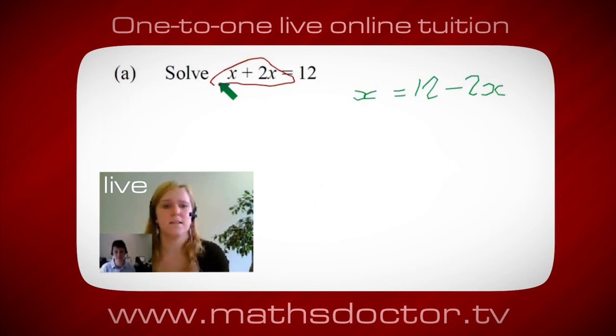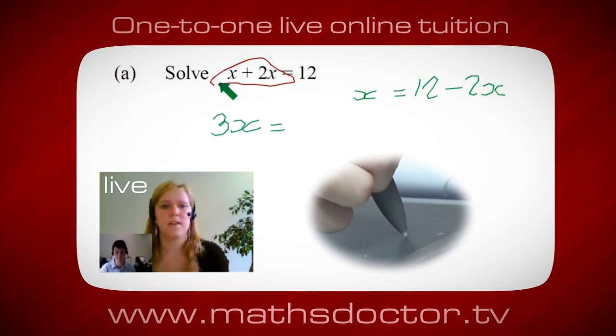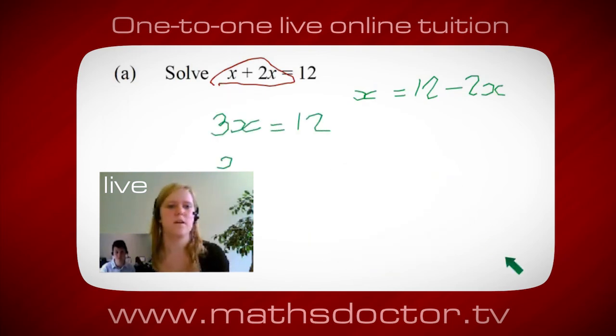Oh, okay, it's 3x, isn't it? Yes, absolutely. 3x equals 12. And so x equals 4. Brilliant, spot on, well done.